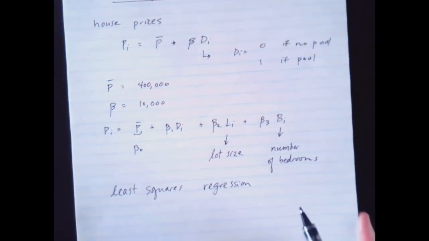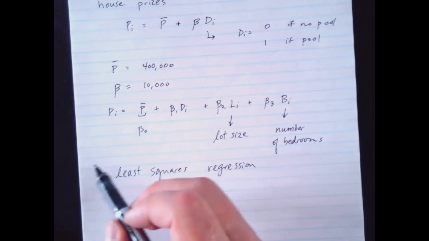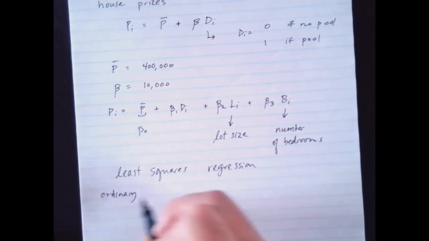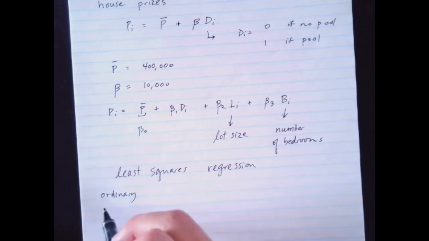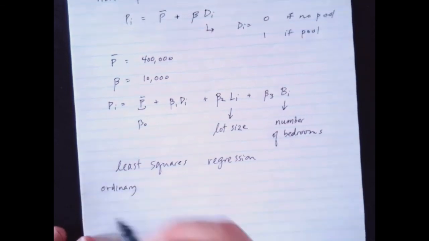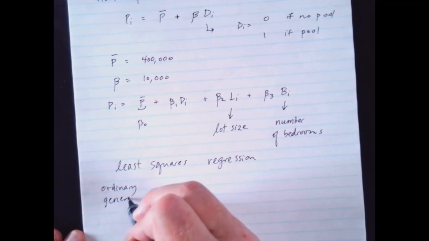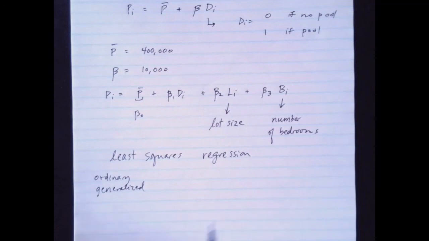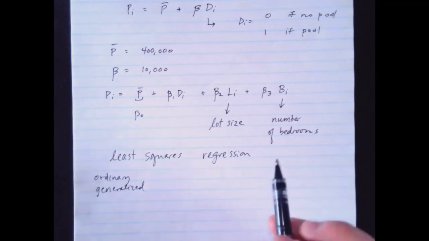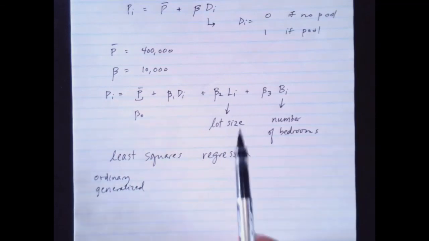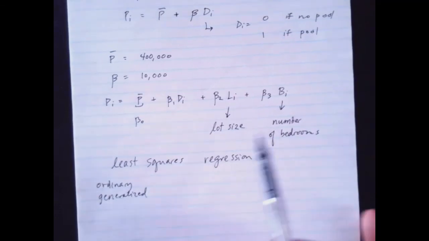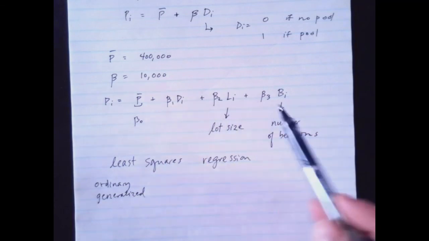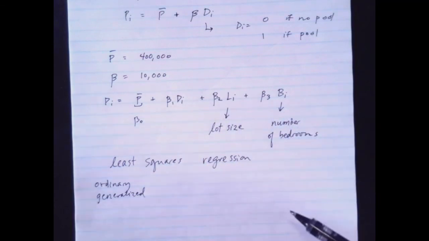Sometimes we will use what's called ordinary least squares regression, and sometimes we'll make it a bit fancier and we'll call it generalized least squares regression. Don't worry what those mean, we'll get to it soon enough. But the idea of least squares regression is picking the values of these coefficients that minimize the sum of the squared errors in your model.